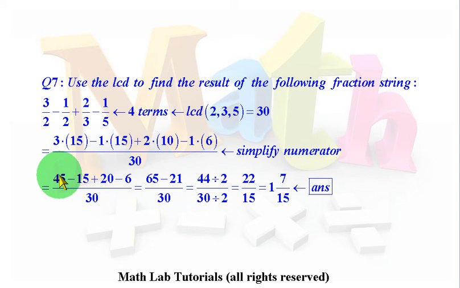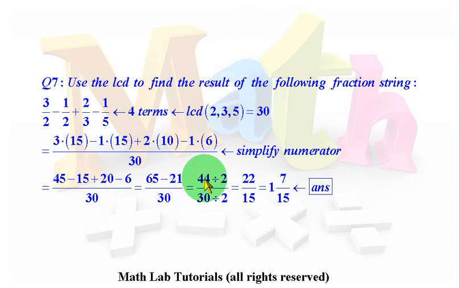3 dot 15 is 45. Negative 1 dot 15 is negative 15. 2 dot 10 is 20. Negative 1 dot 6 is negative 6. We have an integer string here, and we know how to deal with that. So we have 45 good guys, 20 good guys, 65 altogether. We have 15 bad guys, 6 bad guys, 21 altogether. The good guys win, so the result is positive, and the good guys win by 44.